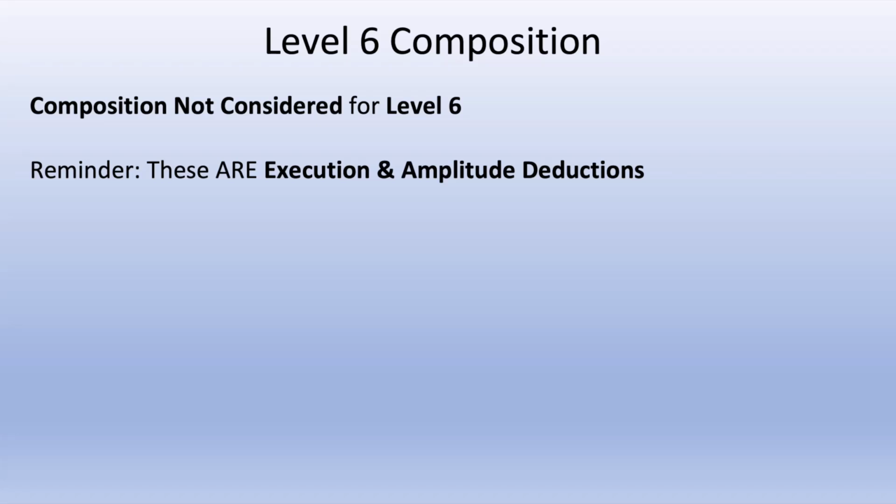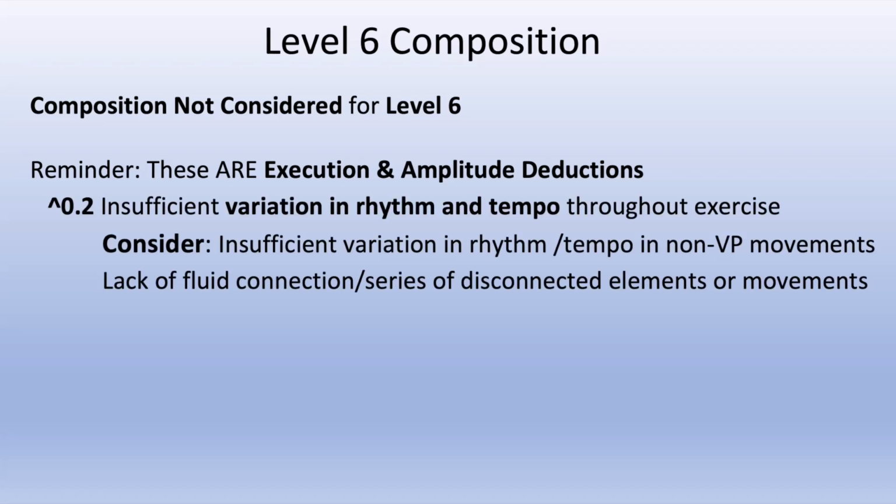There's no composition for level 6, but remember to take the general deductions, that is execution and amplitude deductions, for non-value part movements throughout the exercise. Up to 0.2 for insufficient variation in rhythm and tempo in non-value part movements. That is a lack of fluid connection, a series of disconnected elements or movements.